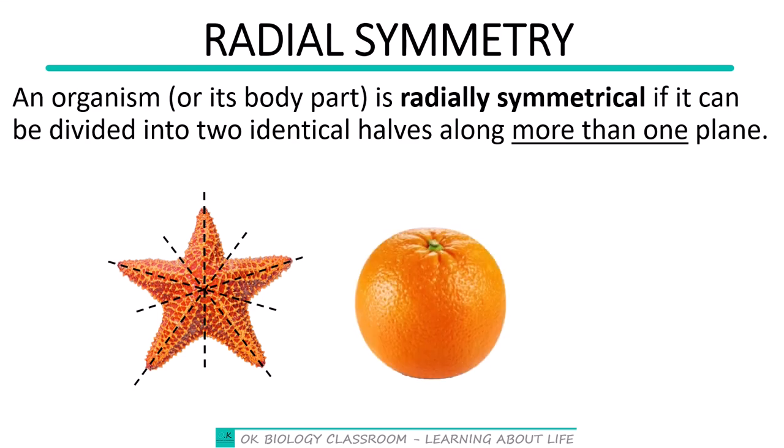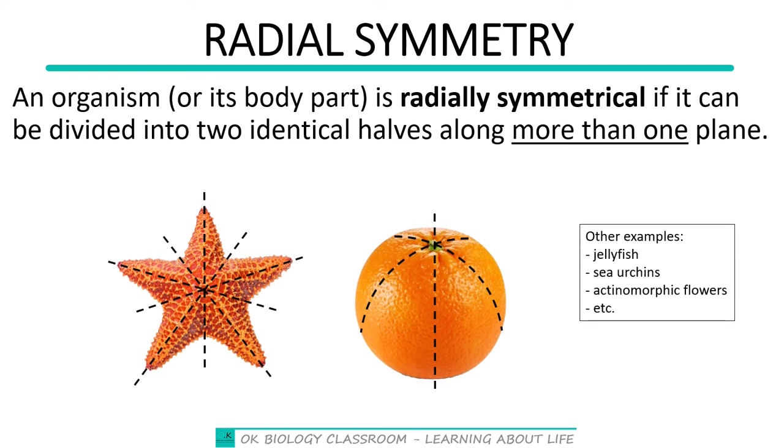Let's also consider the orange fruit. I can choose to cut the orange fruit this way to have it mirrored or to have two identical halves. I can also go this way, or I can go this way. In fact, there are so many directions that I can use, although I've only shown only 3 of them. But you can cut it along so many planes where you are going to get them mirrored, or you are going to get two identical halves. So several organisms also show radial symmetry. Jellyfish, sea urchins, actinomorphic flowers, so many of them.